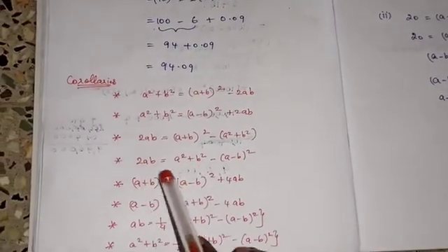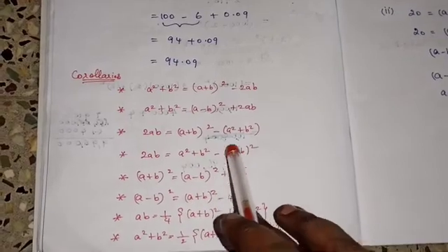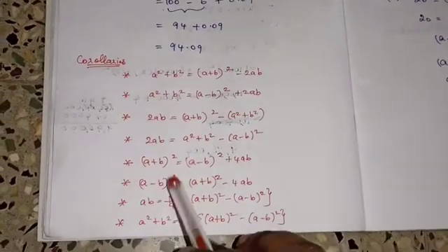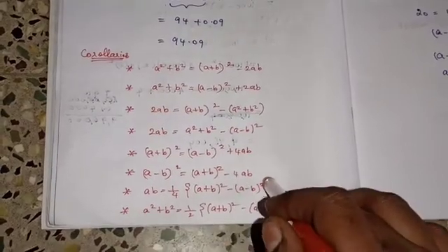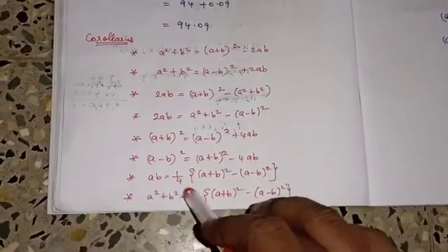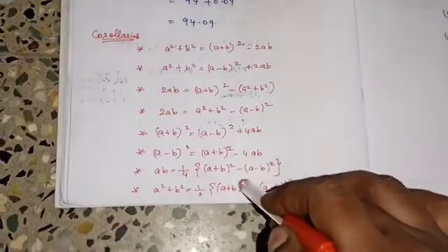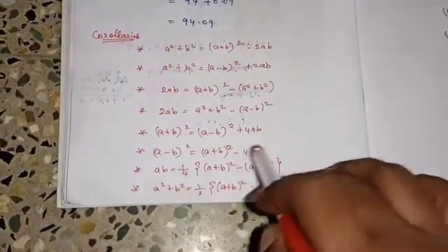The next one, (a + b) whole square is equal to (a - b) whole square plus 4ab. (a - b) whole square is equal to (a + b) whole square minus 4ab. Next one, ab is equal to 1 by 4 of (a + b) whole square minus (a - b) whole square.